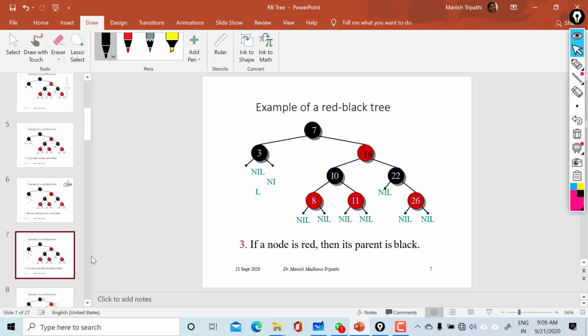If a node is red, then its parent is black. Here we can see that 18 is a red node, both of its children are black, and its parent is black also. So the third property is also satisfied here, and every red node has both children black and a black parent.